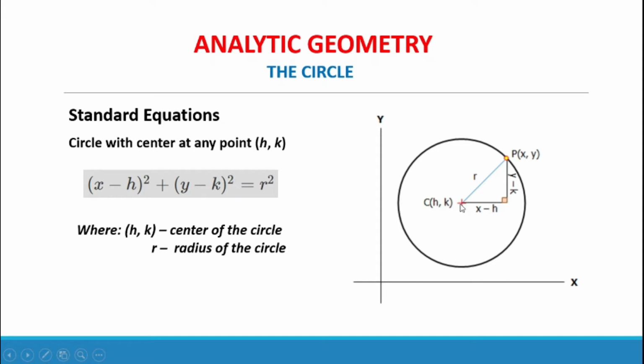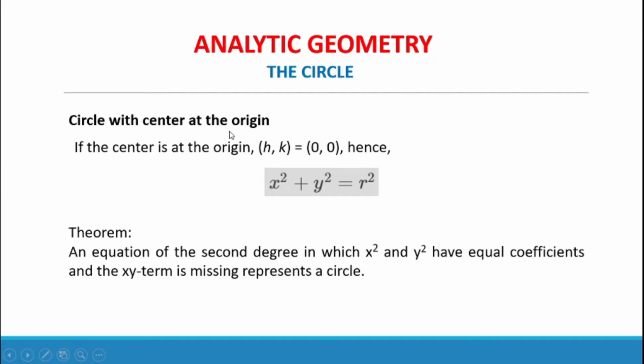The center of the circle is h comma k, and a point P is x comma y. From the center to point P, we have the distance r, or the radius. Based on the Pythagorean theorem, a squared plus b squared is equal to c squared, we get (x minus h) squared plus (y minus k) squared is equal to r squared. And this is the standard equation of the circle.